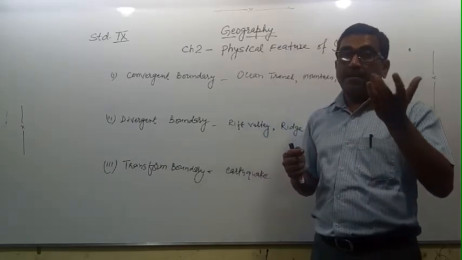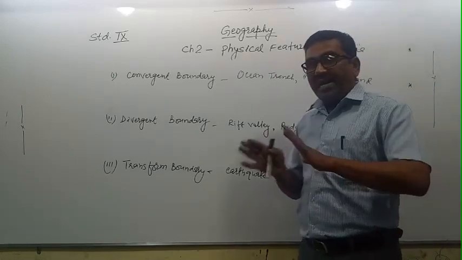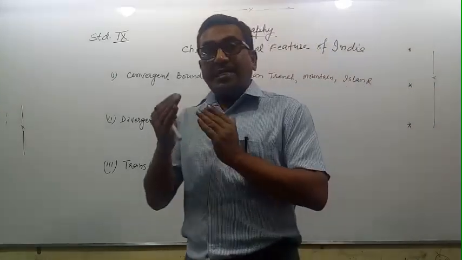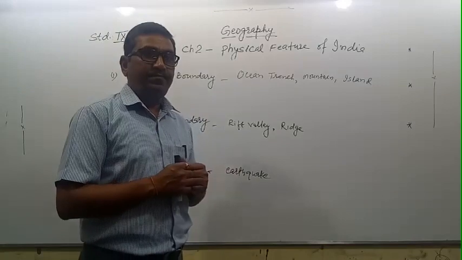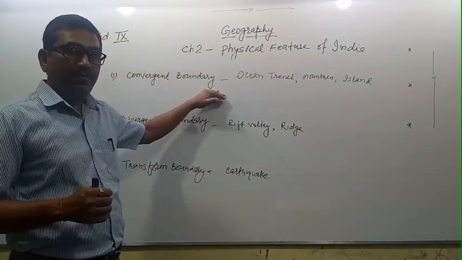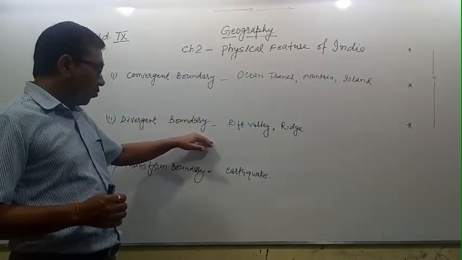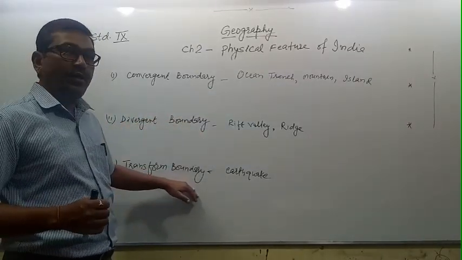Mantle में क्या है? Magma है, it is in the form of silicate rocks. When the plate moves, it has 3 types of movement. One is convergent boundary, one is divergent boundary, one is transform boundary.